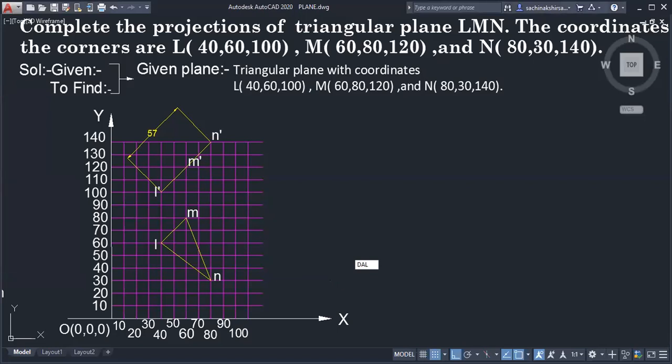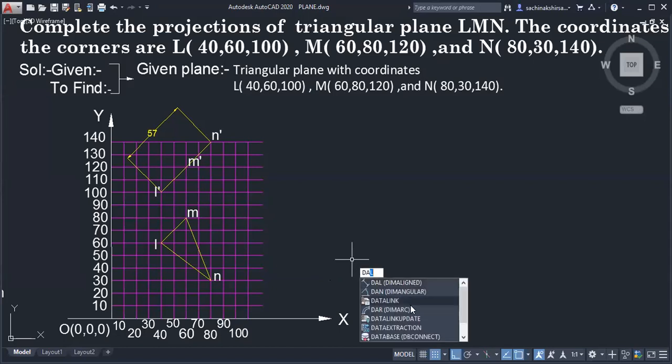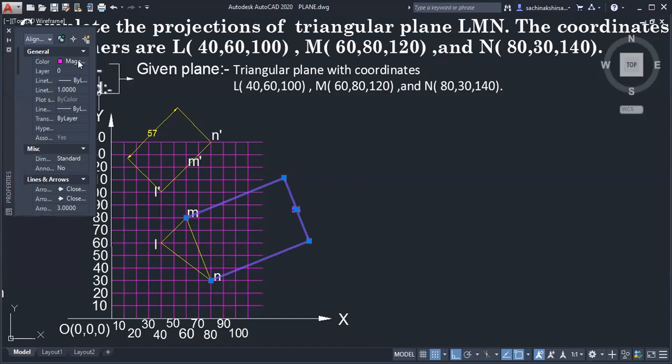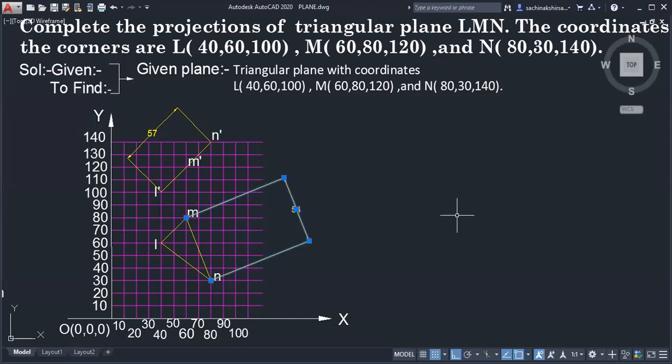So in top view, what is the length of MN? Can anybody tell? Length of MN. 54, sir. 55, sir. 54 is accurate. So we can say it is 54. Those who are drawing correctly, that is a good thing. You should draw it very clearly and correctly, I will say. So 54.